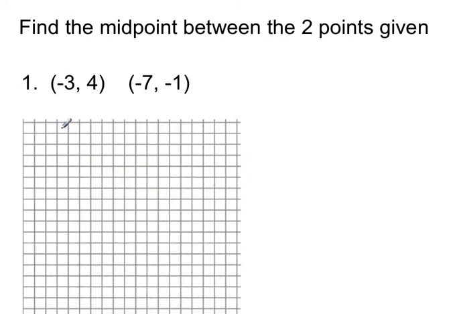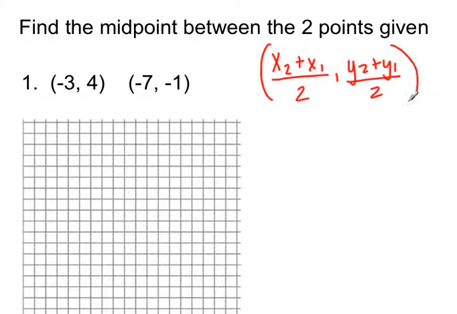Alright, the next thing we're going to do is find the midpoint. And we're going to do the same order of pairs here. The midpoint is just essentially an average. You add the 2 x's together, divide by 2, add the 2 y's together, and divide by 2.